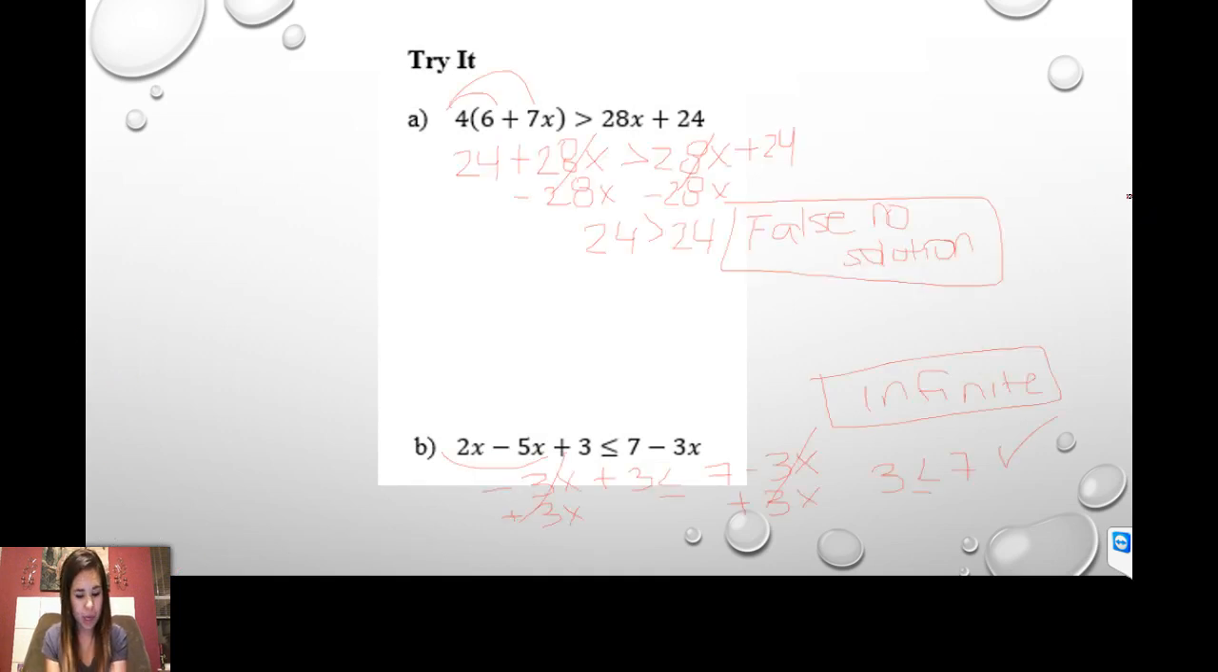Okay, so hopefully you guys were able to do A and B. You go ahead and distribute in the first one, and after you distribute, you are left with 24 plus 28x. On the other side, you have 28x plus 24. So we go ahead and take away 28x from both sides, and when we do that, we're left with 24 is bigger than 24. Well, obviously that is not a true statement. If it had the little line underneath, then we would say it is true, but in this case, 24 is not bigger than 24, so it's false.